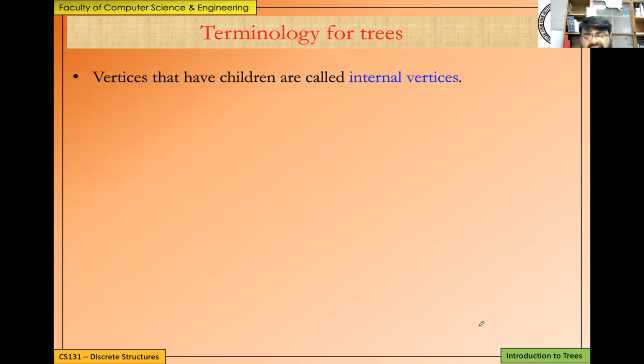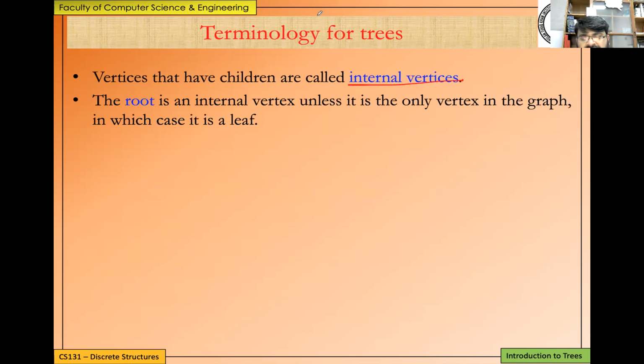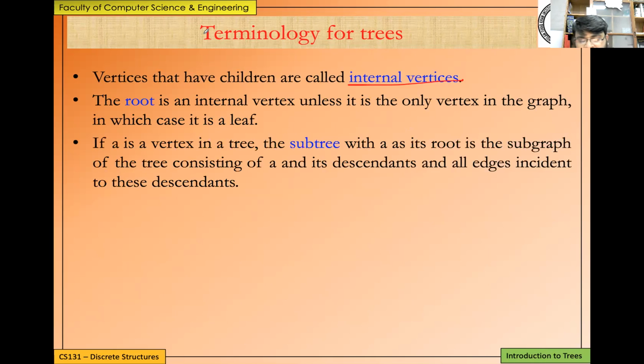Vertices that have children are called internal vertices. The root is an internal vertex unless it is the only vertex in the graph. If the root is the only vertex, then in that case it is called a leaf and not an internal vertex. So internal vertices are those vertices that have children, and leaves are those vertices that do not have any children. So they are two opposite things.